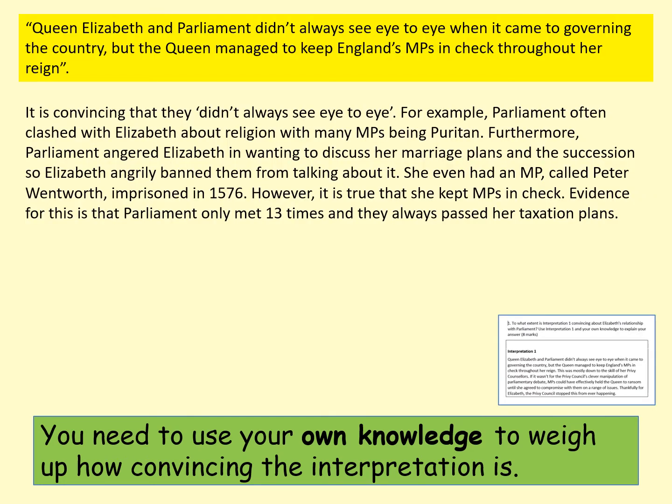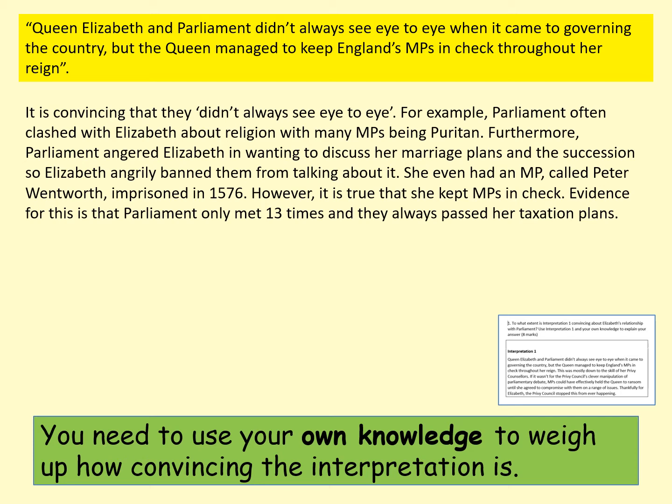So you might take an extract from the source. So here, for example, Queen Elizabeth and Parliament didn't always see eye to eye when it came to governing the country, but the Queen managed to keep England's MPs in check throughout her reign. So you might want to think from this part of the source, how convincing is it?